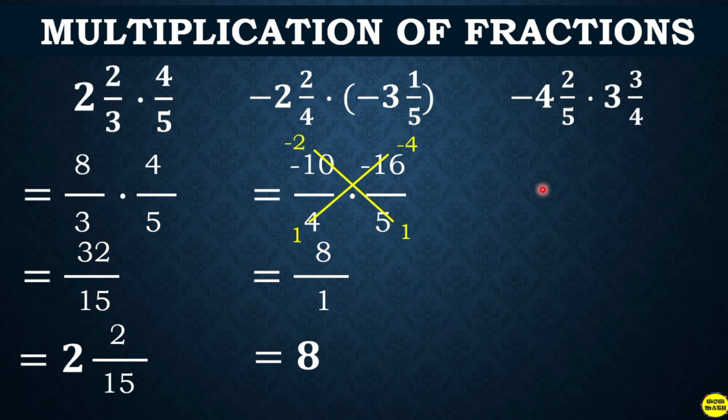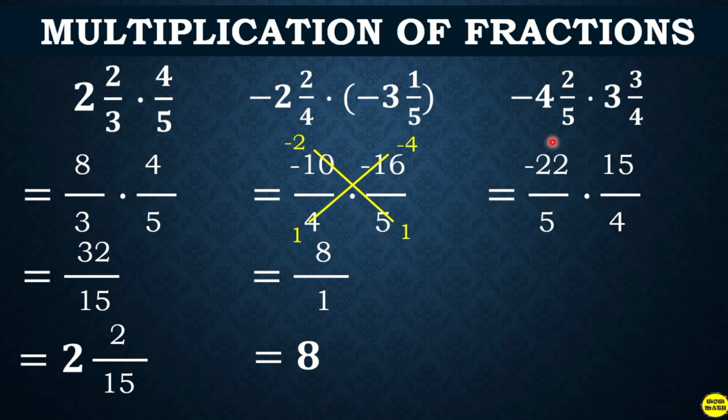Let's have another. So, ito naman, different signs. Isang negative, isang positive. But they are both mixed numbers. So, how will you solve this? So, same procedure. Convert muna natin ito improper. So, we will have 5 times 4, 20 plus 2, that is negative 22, and then just copy the denominator. Another, 4 times 3, 12, plus 3, that is 15, and then copy the denominator.